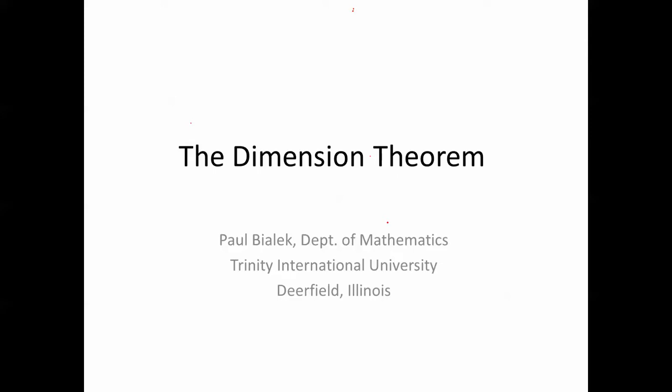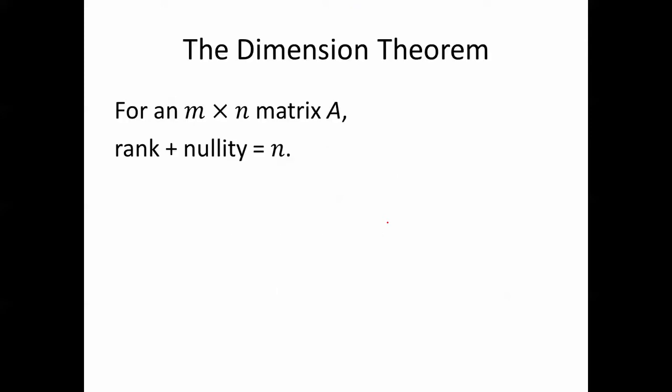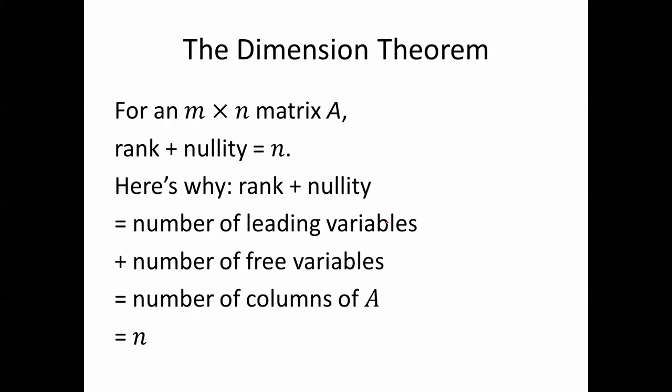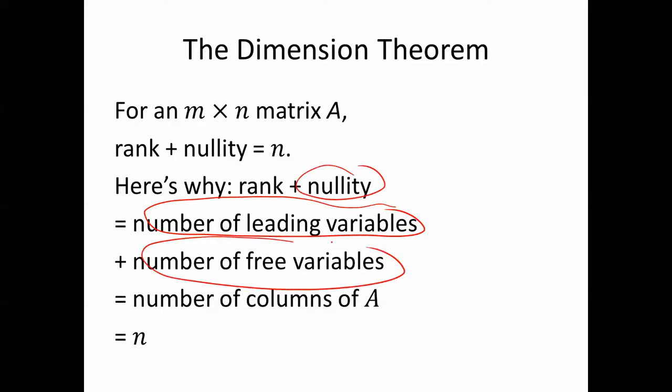Let's look at the dimension theorem. For an m by n matrix A, the rank plus the nullity equals n. Here's why. The rank is the number of leading variables, and the nullity is the number of free variables. Well, variables are either leading or free.